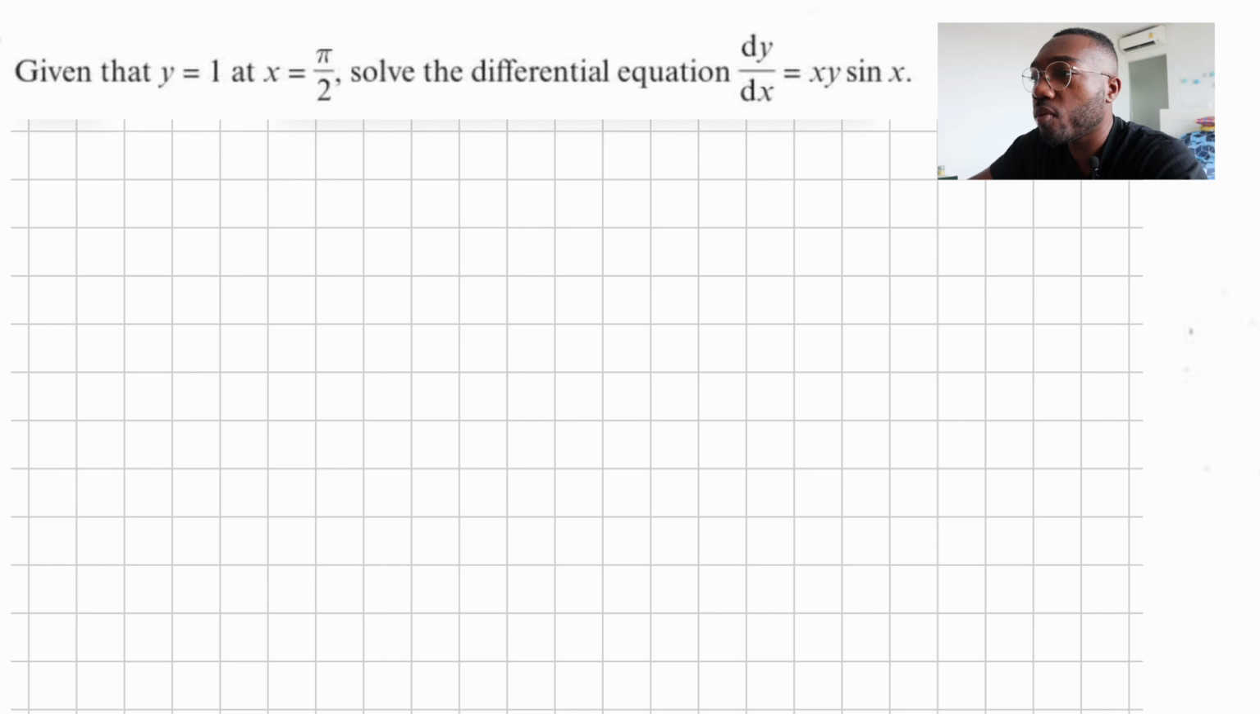We'll do one last question. We need to solve the differential equation dy/dx equals xy sin x, when y is equal to 1 and x is equal to π/2.